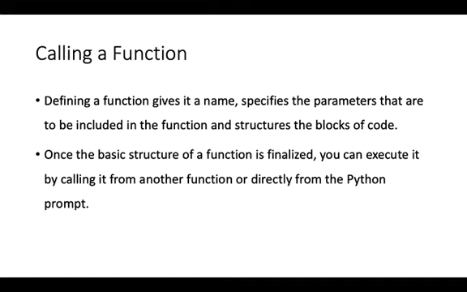Defining a function gives it a name, specifies the parameters that are to be included in the function, and structures the block of code. Once the basic structure of a function is finalized, you can execute it. You can execute it by calling it from another function or directly from the Python prompt.